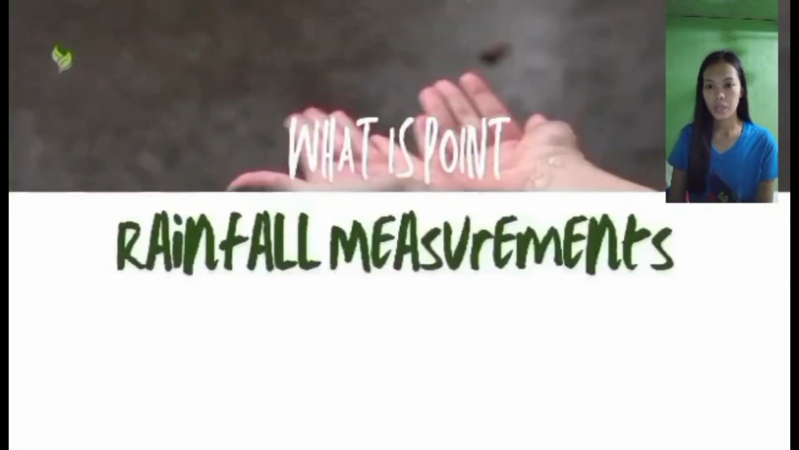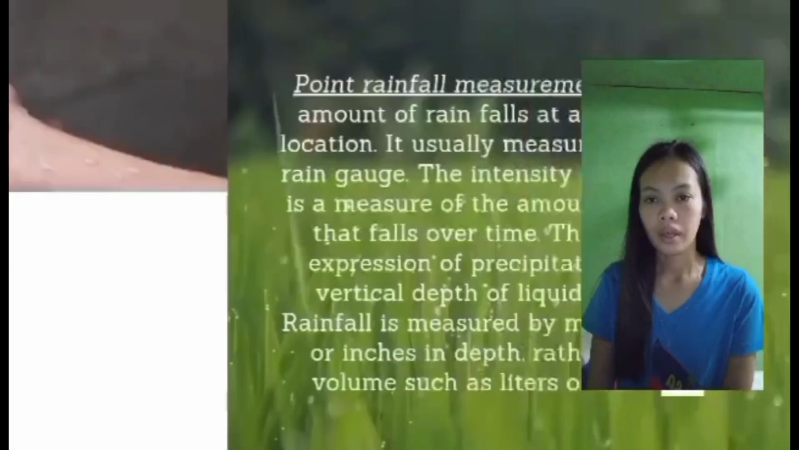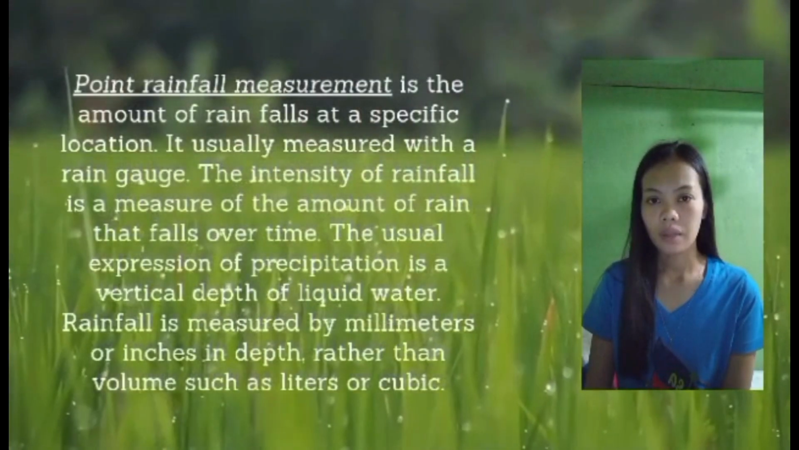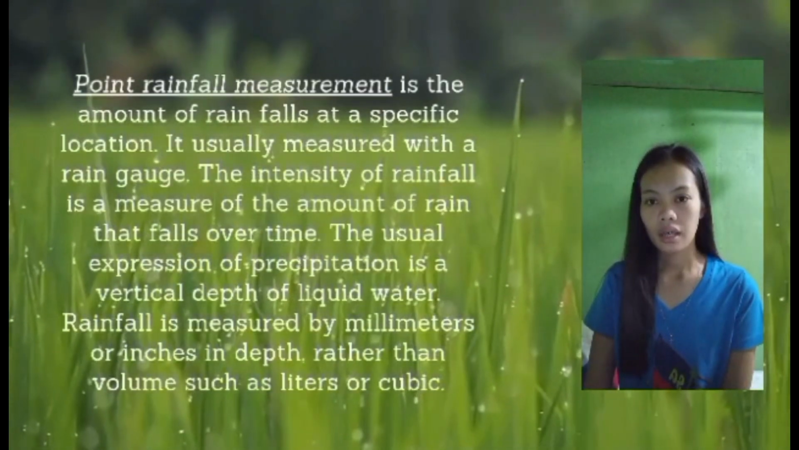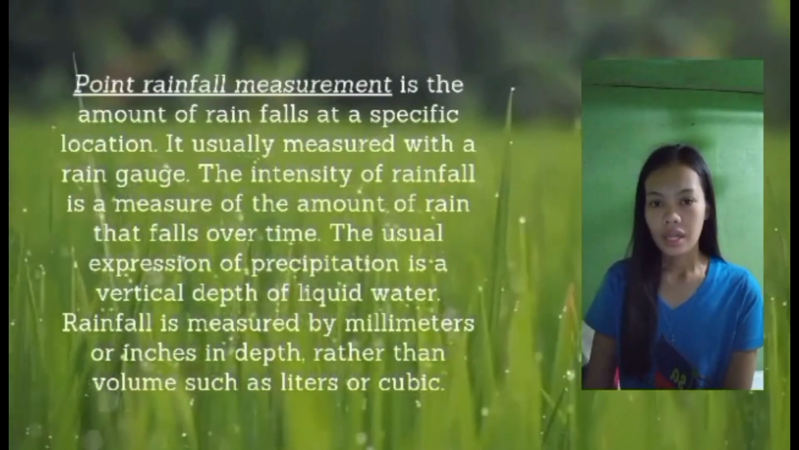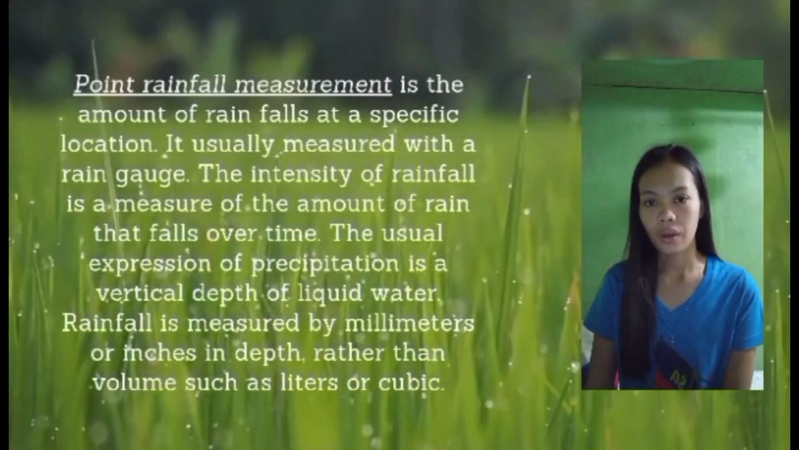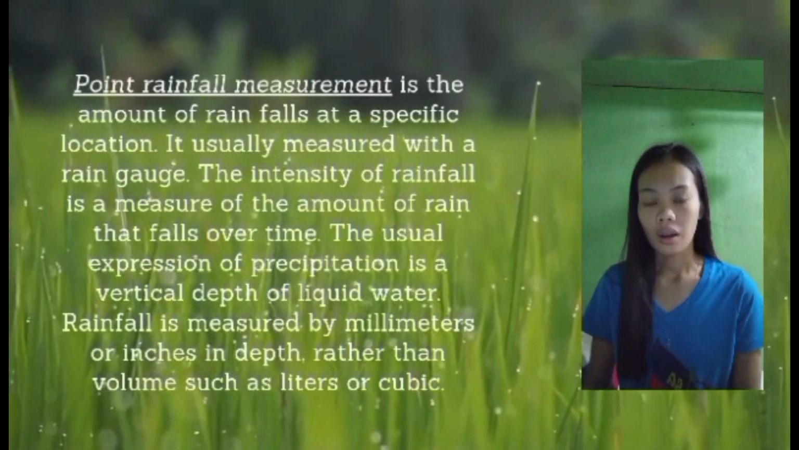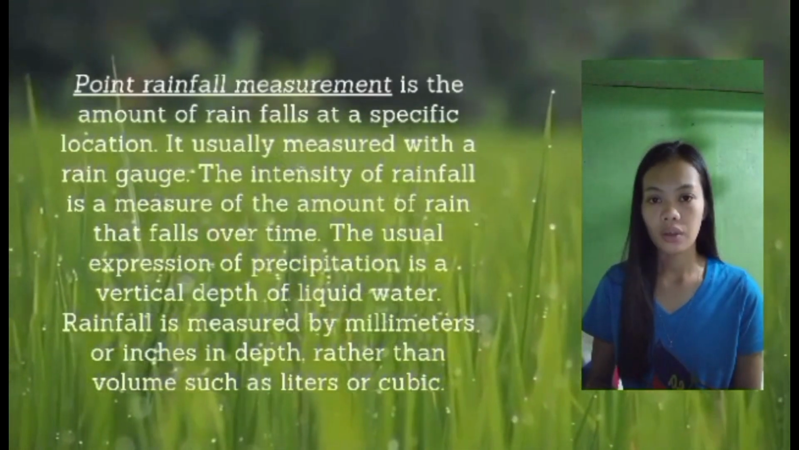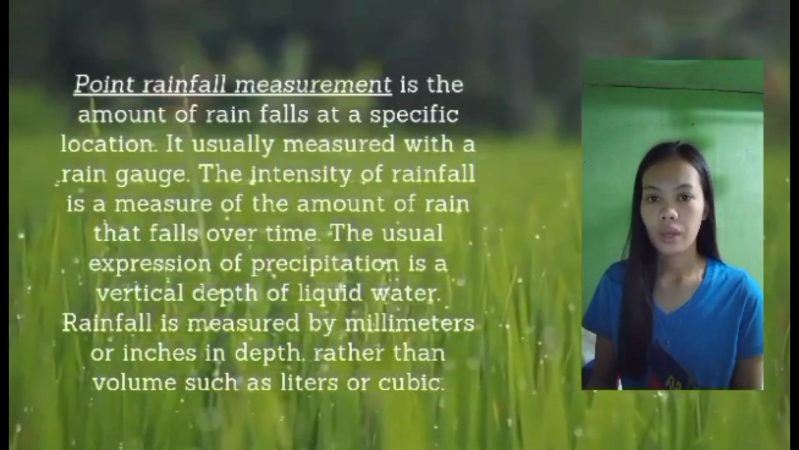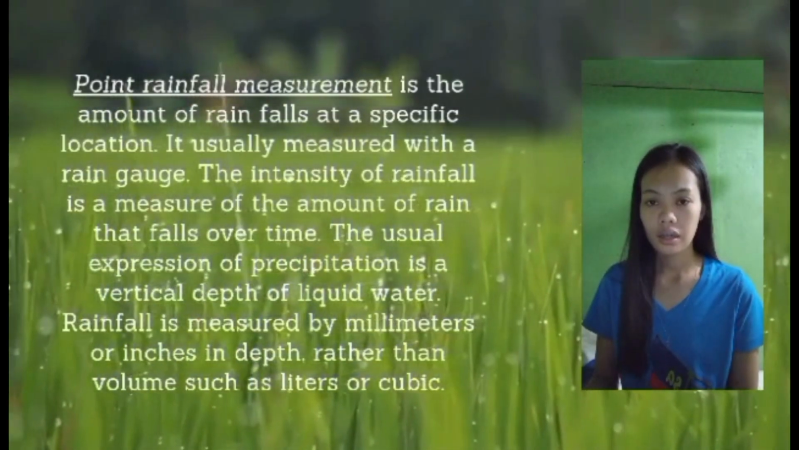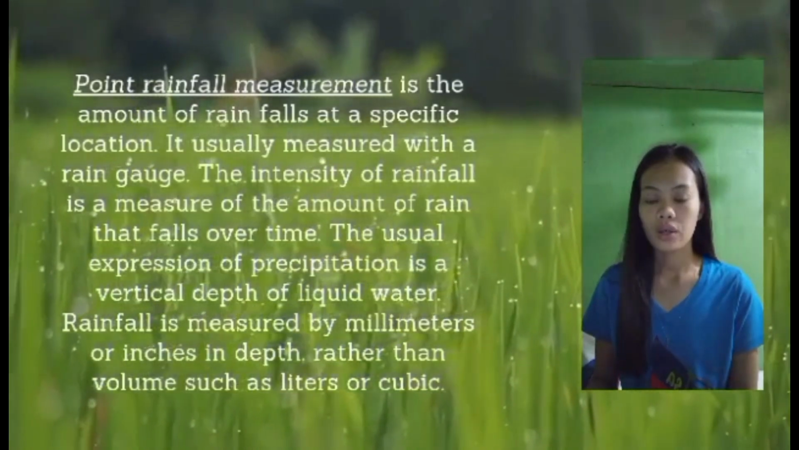So next is point rainfall measurements. Point rainfall measurement is the process of measuring rainfall at a specific location using an instrument like a rain gauge. This helps determine how much rain has fallen at that point. However, since rainfall is not uniform across an area, point measurements are combined with other stations to get a clearer picture of a whole region's rainfall.